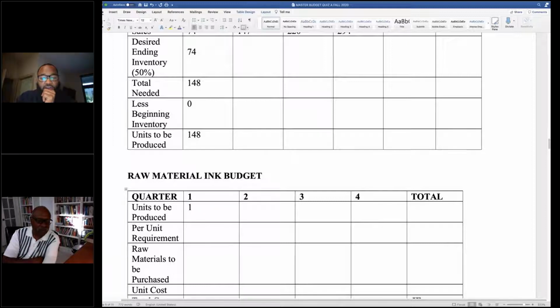She's doing an ink budget. Yeah. Only got one raw material, ink. Okay, and it says per unit requirement. Would that be 40 from the assumptions? It's how many it takes. I don't think it's 40.